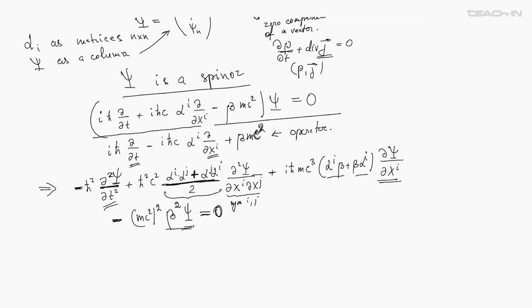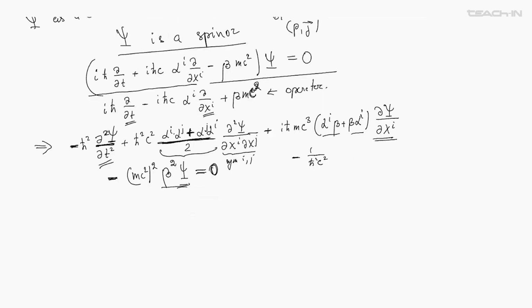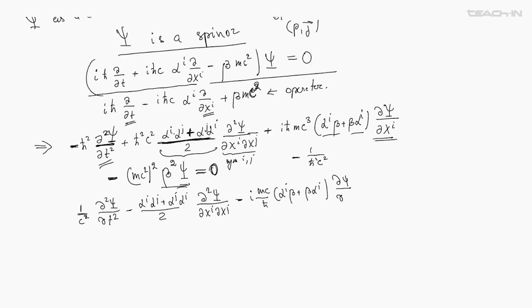If you multiply this equation by minus 1 divided by h bar squared c squared, then the equation takes the following suggestive form: 1 over c squared, second derivative of psi with respect to t squared, minus alpha_i alpha_j plus alpha_j alpha_i, divided by 2, second derivative with respect to x_i x_j, minus i mc over h bar, alpha_i beta plus beta alpha_i, d psi over dx_i, and then plus mc over h bar squared, beta squared psi, is equal to 0.